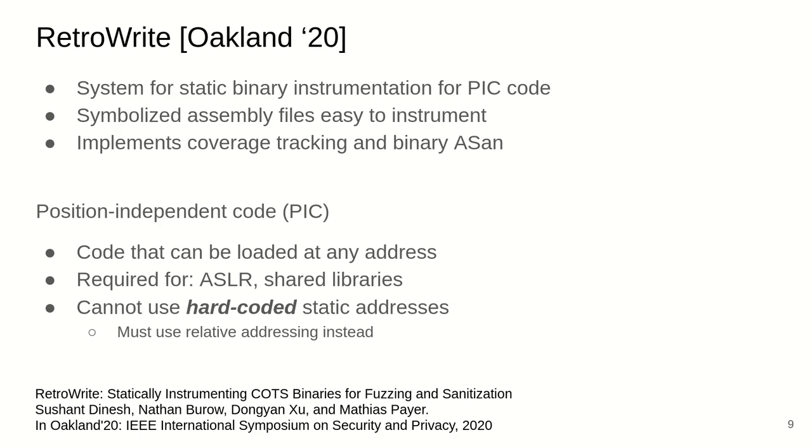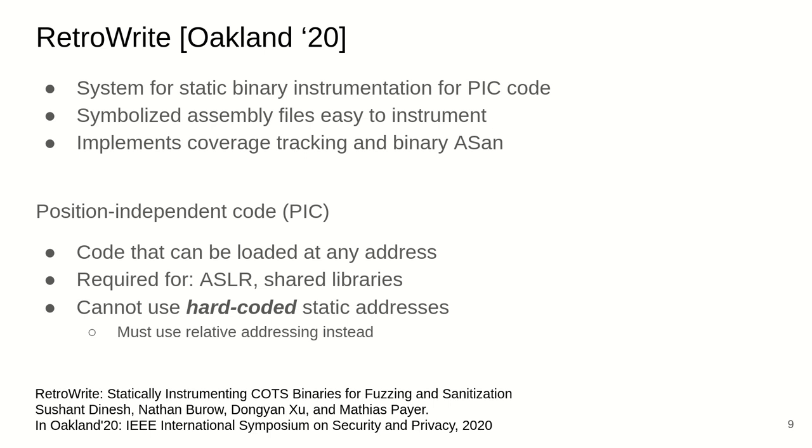Now, what we developed a couple of years ago is RetroWrite, which is a system for static binary instrumentation for PIC code. This is code that is position independent, and it assumes that symbolized assembly files are easy to instrument. Using RetroWrite, you can take a binary and lift it into symbolized assembly that can be instrumented, and in addition to that, we implement coverage tracking and binary ASAN on top of this symbolized assembly file.